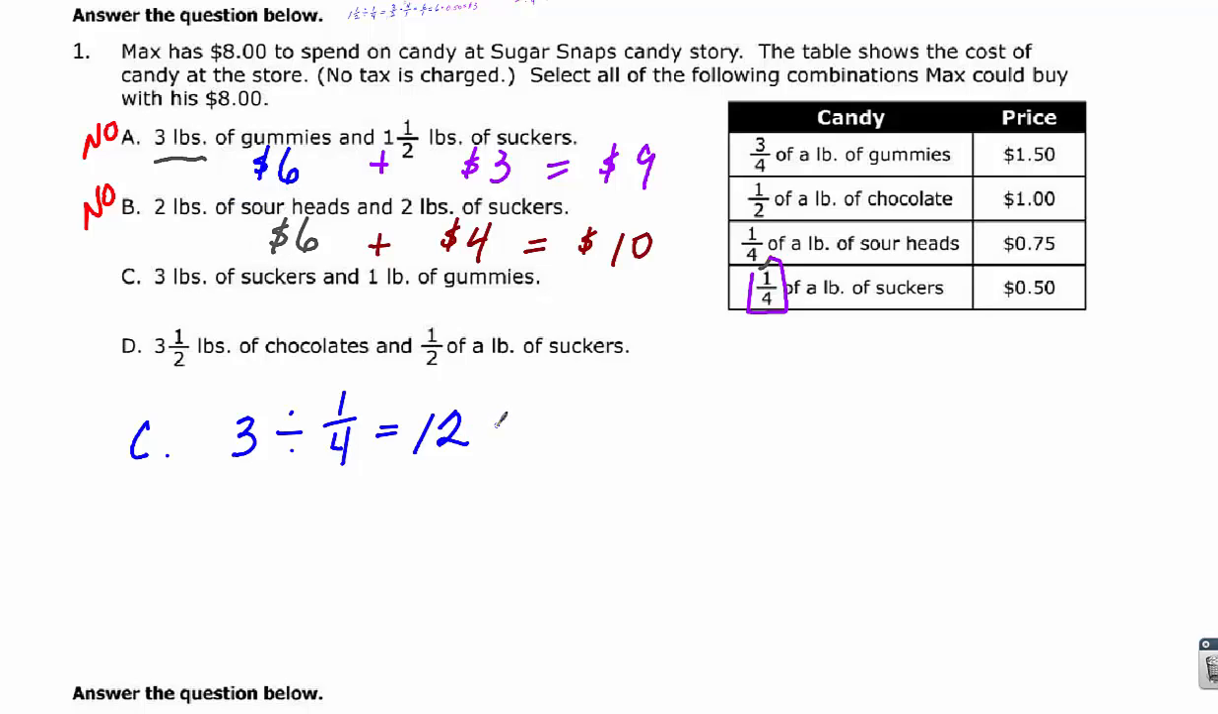You have 12 times 50 cents, $6. $6 is a popular thing to pay for the first item here, isn't it? Then we also are buying 1 pound of gummies. And the gummies are sold in 3/4 of a pound.